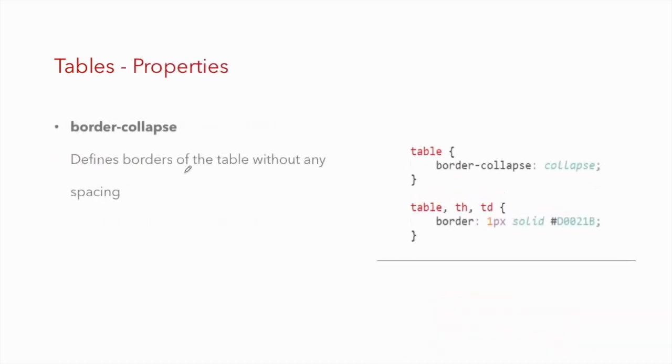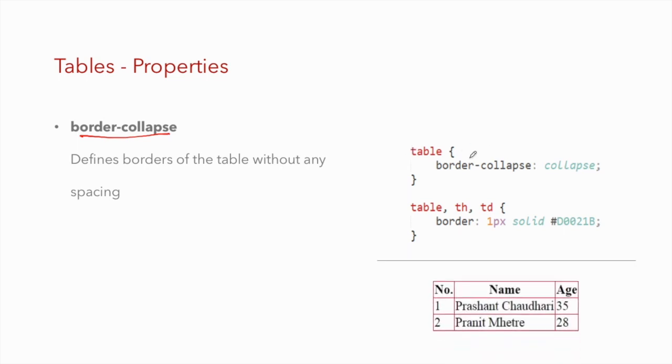Then we can also write one more property, that is border collapse. So in case you don't want any spacing in between the borders of the table, you can definitely write border collapse, and this is how it will display then. There's no space between TH, TD and the table.